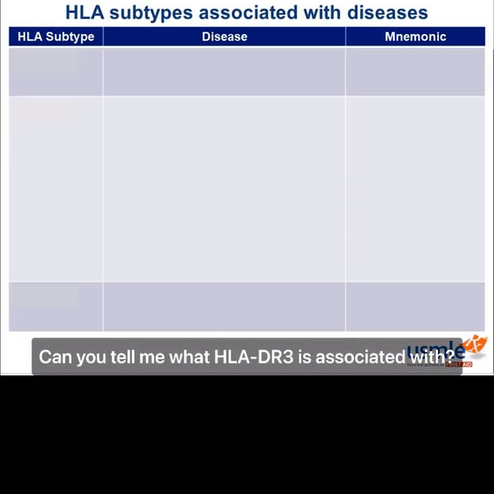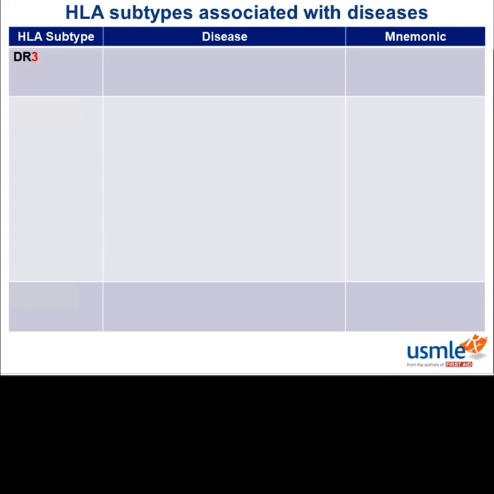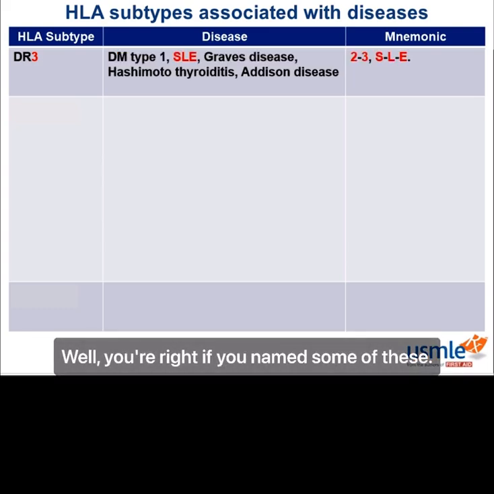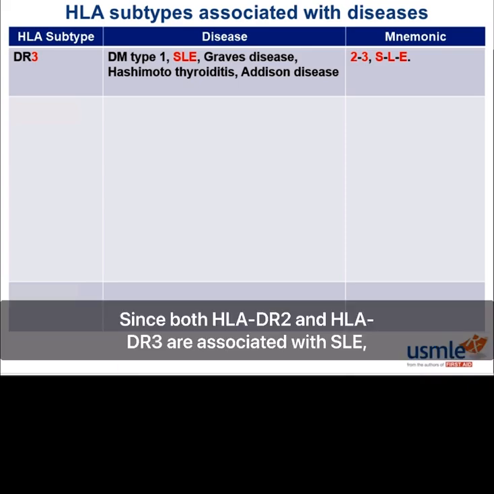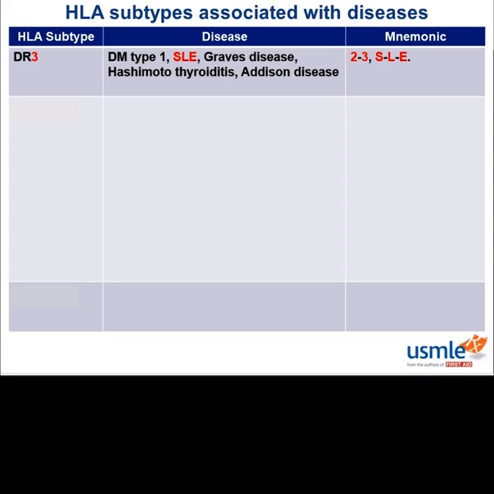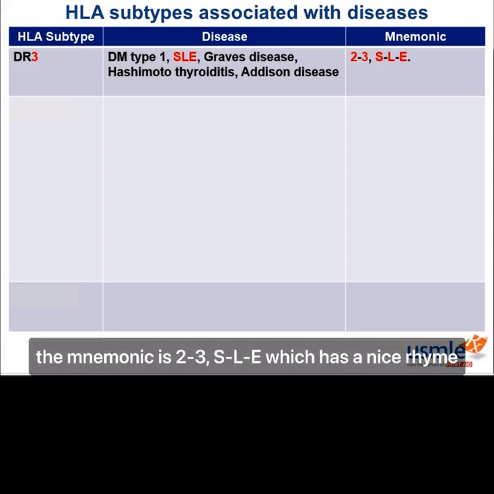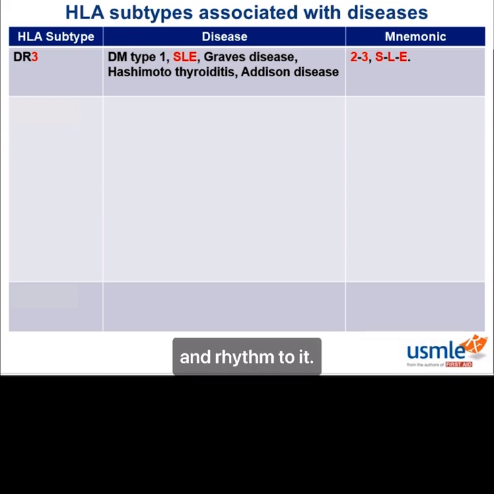Can you tell me what HLA-DR3 is associated with? Well, you're right if you named some of these: diabetes mellitus type 1, SLE, Graves' disease, Hashimoto thyroiditis, and Addison disease. Since both HLA-DR2 and HLA-DR3 are associated with SLE, the mnemonic is 2-3-SLE, which has a nice rhyme and rhythm to it. Now, what about HLA-DR4?